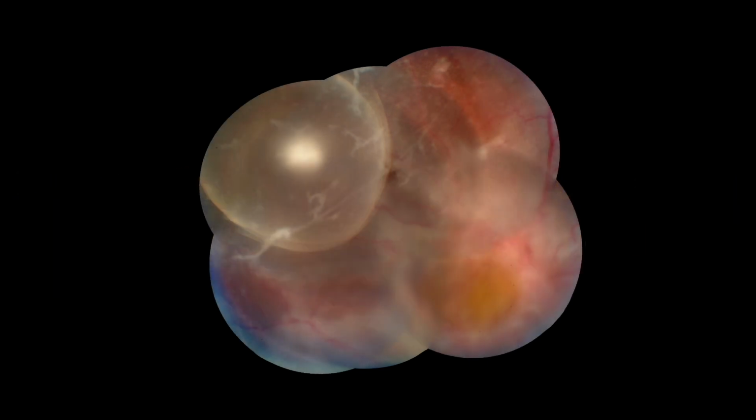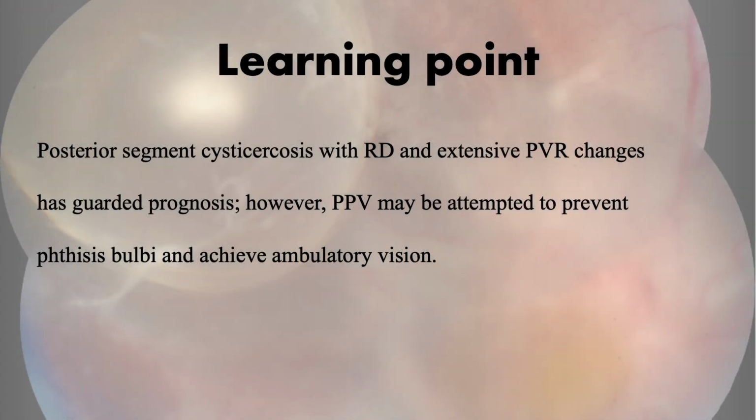Our third case is a 23-year-old male who presented with an intravitreal cysticercosis and associated total RD with extensive PVR changes. Following core vitrectomy, the intravitreal cysticercosis was engulfed with the cutter. An underlying narrow funnel retinal detachment with extensive PVR membranes was noted. After partially dissecting the posterior vitreous membrane, PFCL was injected to flatten the posterior retina. Standard steps of retinal detachment surgery were completed thereafter. Hence, posterior segment cysticercosis with RD and extensive PVR changes has a guarded prognosis. However, PPV may be attempted to prevent further cysts and achieve ambulatory vision.